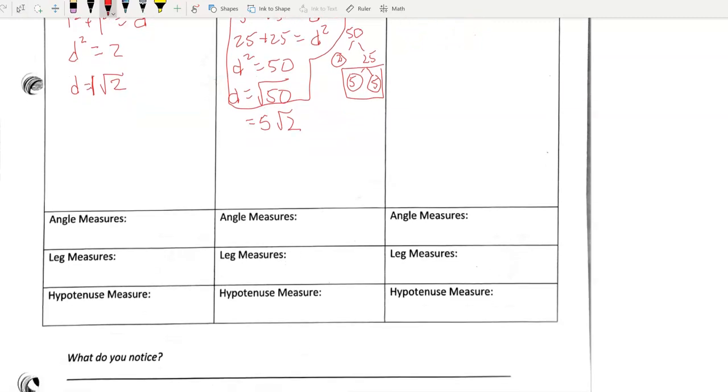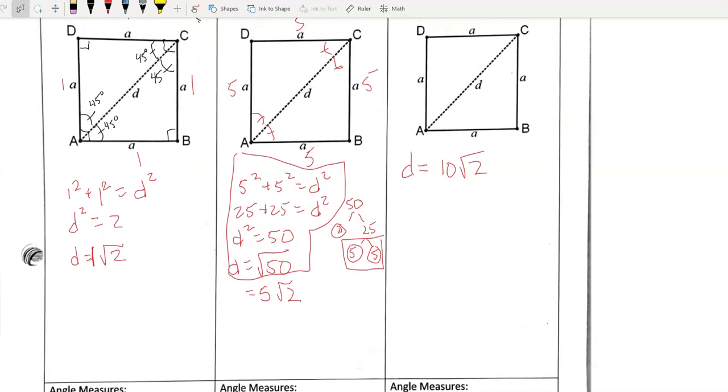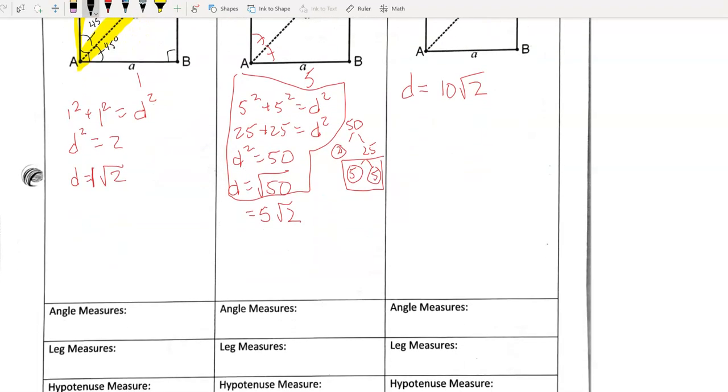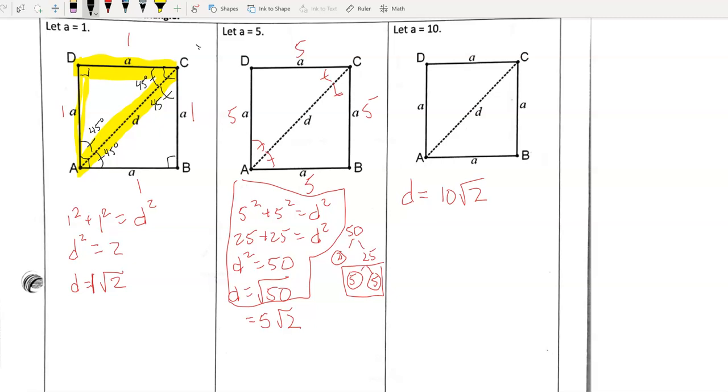So the angle measures. For the half of the square, we'll look at the angle measures for these triangles that are half of the square. So the angle measures are going to be 45, 45, 90. Again, that's going to be our second special right triangle, 45, 45, 90 for all three of these. And then the leg measures here were 1 and 1, and here the leg measures were 5 and 5, and here they were 10 and 10, because this half of the square is a right isosceles triangle. It's right because it has a right angle in the corner here at D, and it's isosceles because the two legs A, the two A's, are the same.